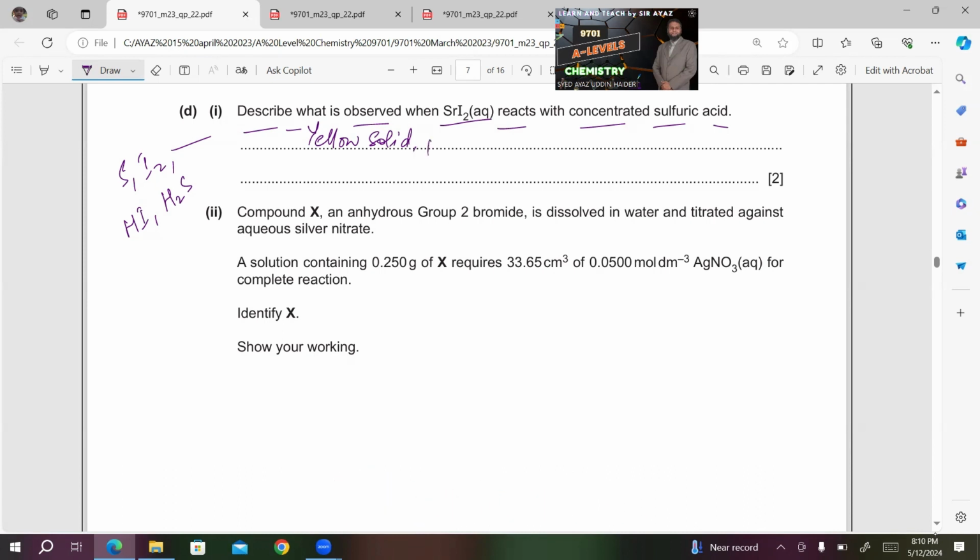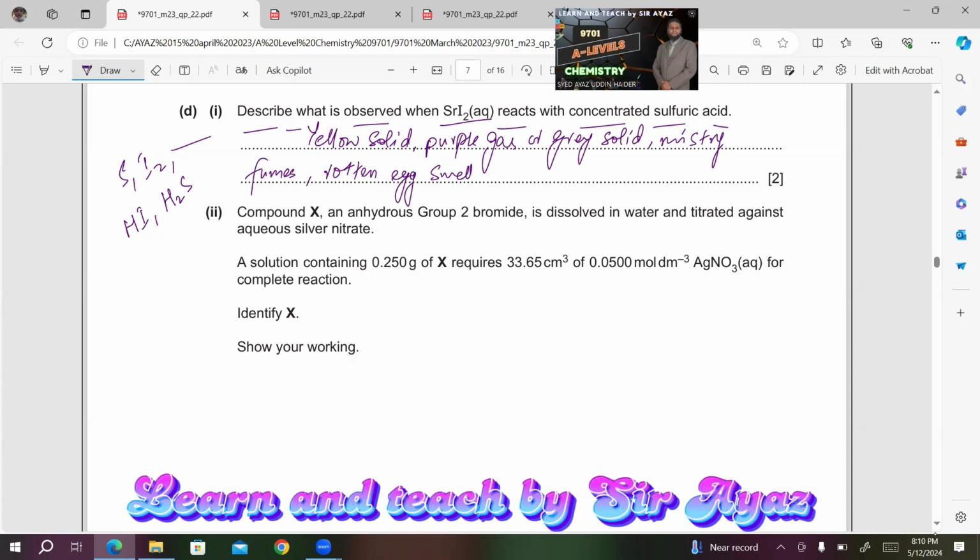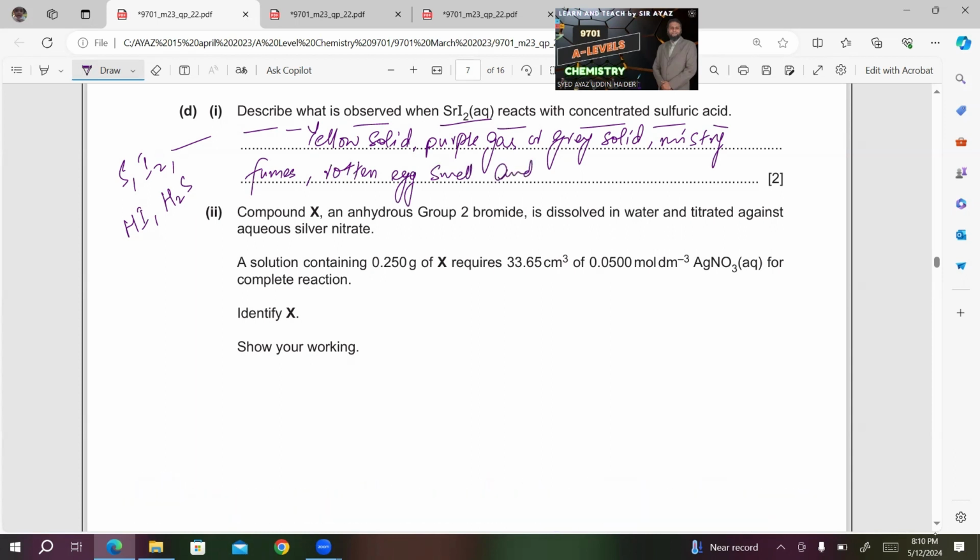For iodine, what you will get? You will get purple gas or gray solid. What about hydrogen iodide? Gives misty fumes. So I will write misty fumes. What about hydrogen sulfide? It gives a rotten egg smell. So you write rotten egg smell. And you will also get white precipitate.